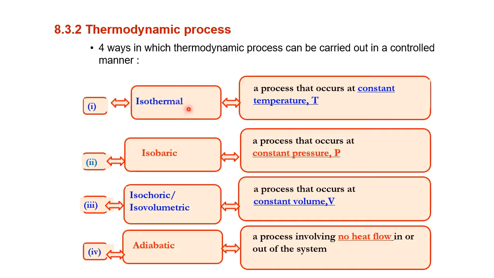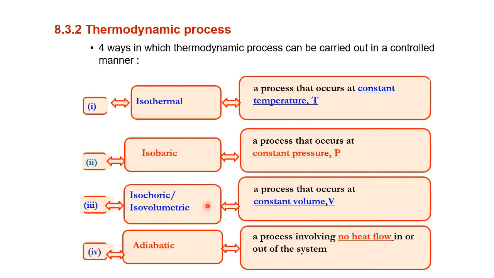First one is isothermal. Isothermal is the process that occurs at constant temperature. So along this process, the temperature of the system or the temperature of the gas is always constant. Next, isobaric. It is a process that occurs at constant pressure. That means the pressure of the gas along this process is constant.